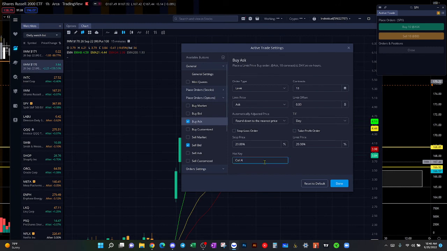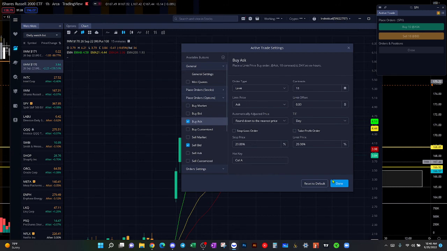So you can identify, like, Control A is my hotkey to buy the ask. Selling the bid is my Shift B. But then, if you have 10 contracts on buy the ask, you can change this to 5, you can change it to 1. Like, let's say this is on 5. If I want 10 contracts, all I have to do is hit Control A twice. So yeah, active trade settings will help you with your hotkeys.